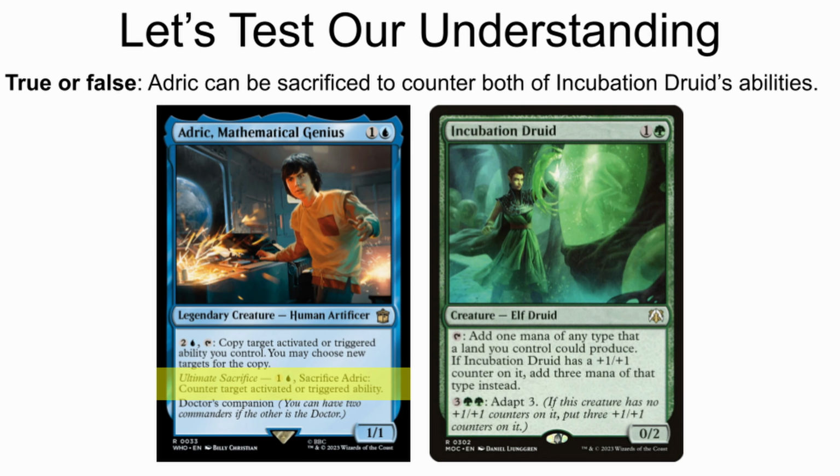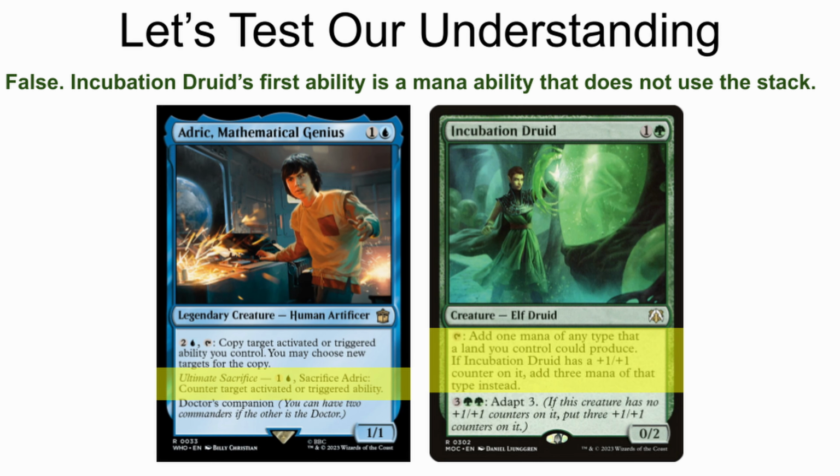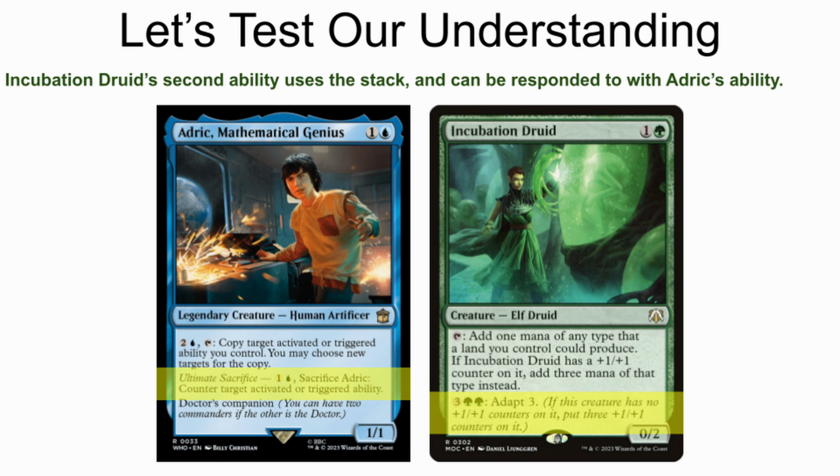Final question, true or false? Adric, Mathematical Genius, can be sacrificed to counter both of Incubation Druid's abilities. The answer is false. Incubation Druid's first ability is a mana ability, and mana abilities do not use the stack. Its second ability, however, is an activated ability. This does use the stack and can be responded to with Adric's own activated ability.